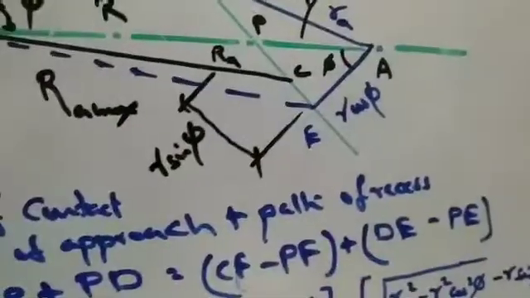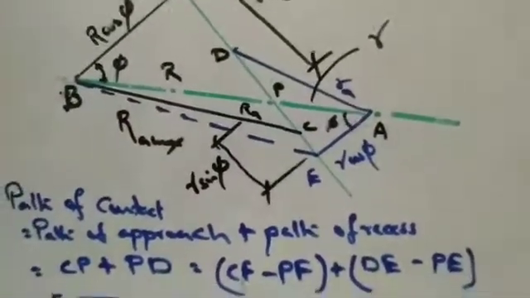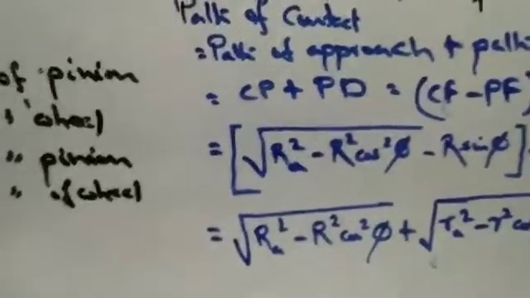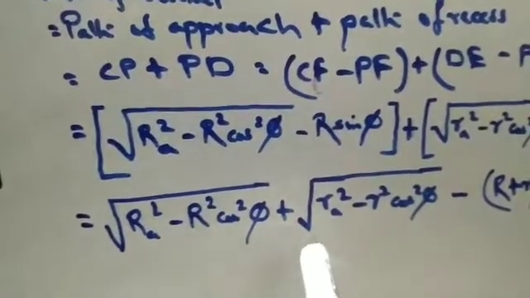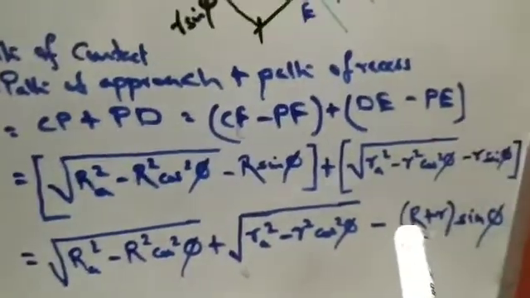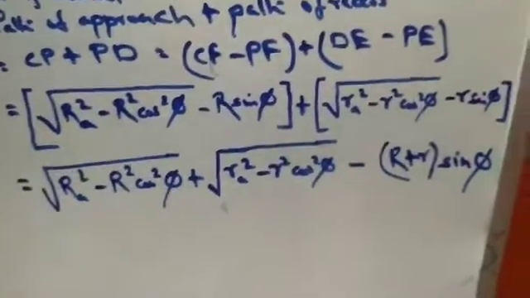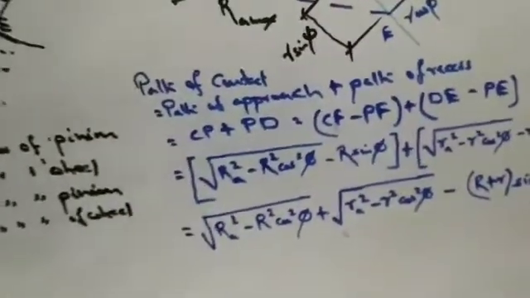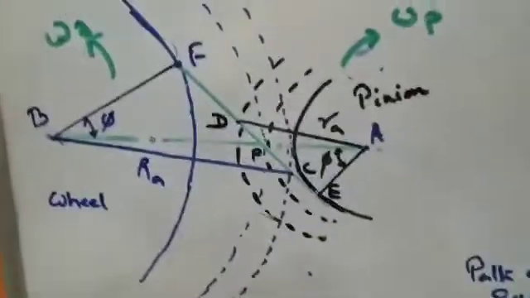Considering the triangle EPA, PE is taken as RA sin phi. Now if we add these together and put all the square roots together, we get this formula: the square root of RA square minus r square cos square phi plus the square root of small r square minus r square cos square phi, minus r plus RA sin phi. This is the equation we are searching for, which represents the total path of contact, that is CD.